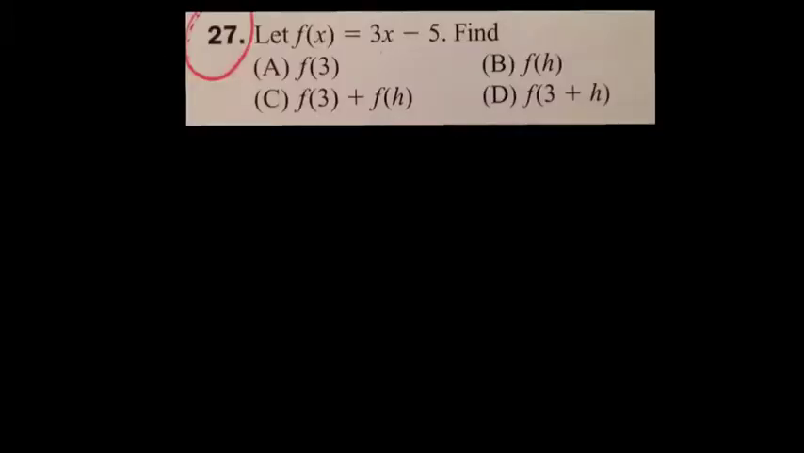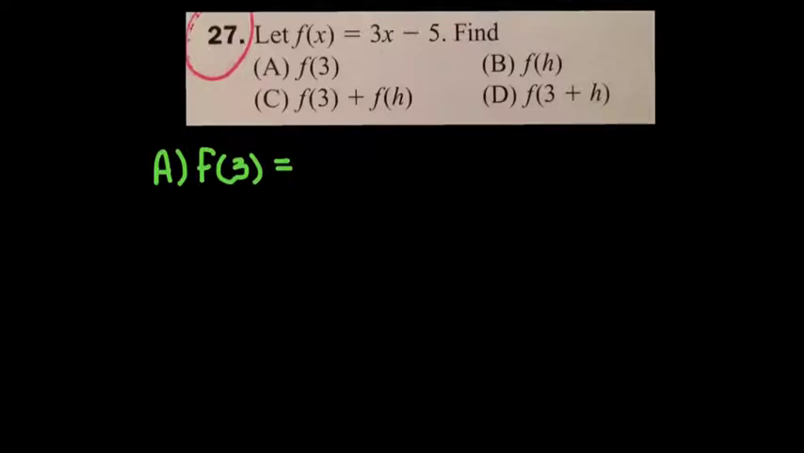In this example, we're given the function f of x is equal to 3x minus 5, and then we're asked to find several different values of the function at particular values of the domain. So to start, for part A, we're asked to find f of 3. In other words, what's the value of the function f when the domain value is 3?